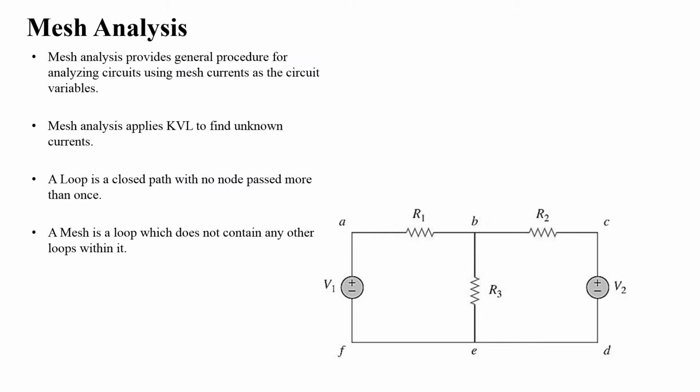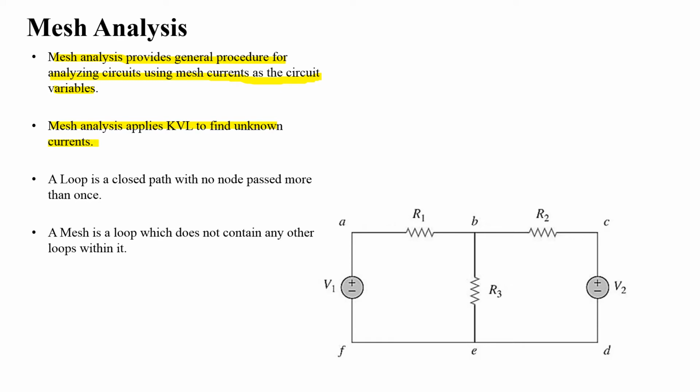Dear students, today's topic of discussion is mesh analysis. Mesh analysis provides a general procedure for analyzing circuits using mesh currents as the circuit variables. Mesh analysis applies KVL to find the unknown currents. As we know, in circuit analysis we have to find the values of voltages, current and power through any element. So using mesh analysis, we find the mesh current, and using that mesh current, we will find the other quantities.